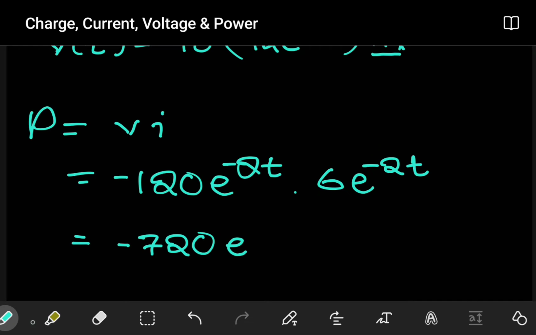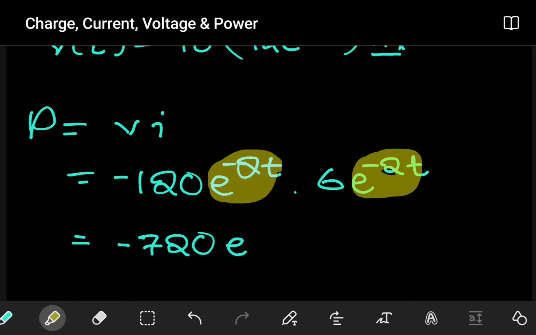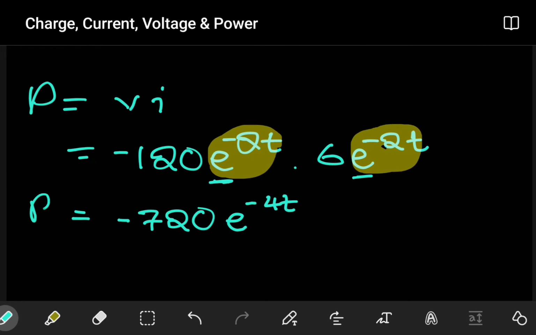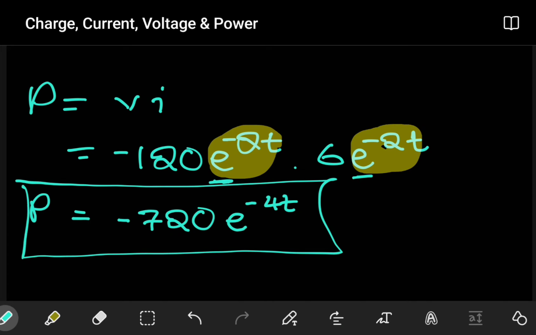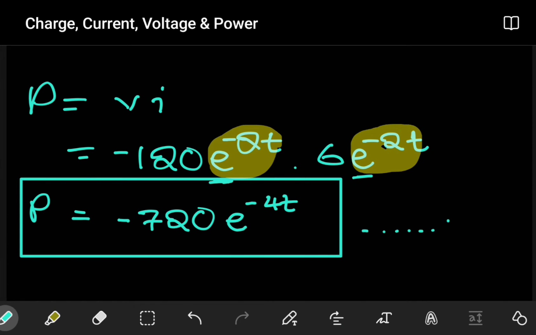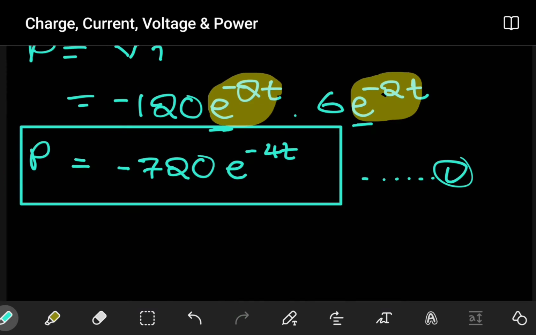Now, when you look at this, the exponent, this is exponent negative 2. This is also exponent negative 2. All in all, I'm seeing an exponent, same base. So just add the powers. We end up with minus 2t minus 2t, which is minus 4t. So this becomes the expression of the power. Notice that this expression is also a function of time. So let's hold on to this. We'll come back to it again.